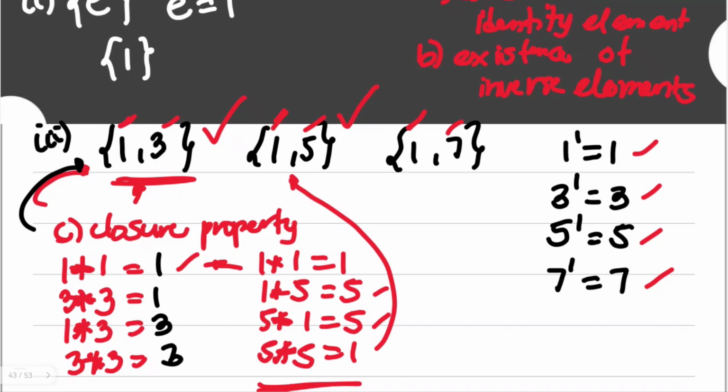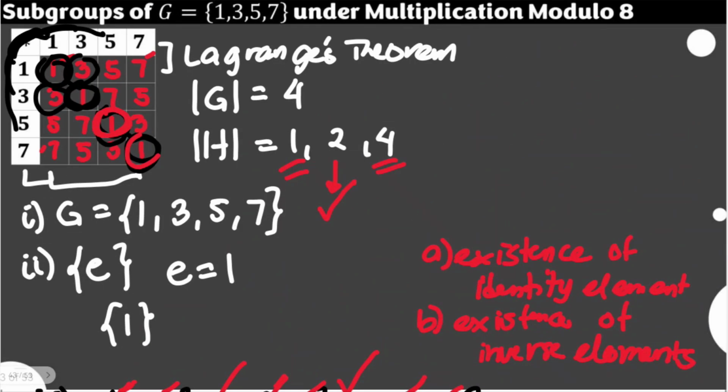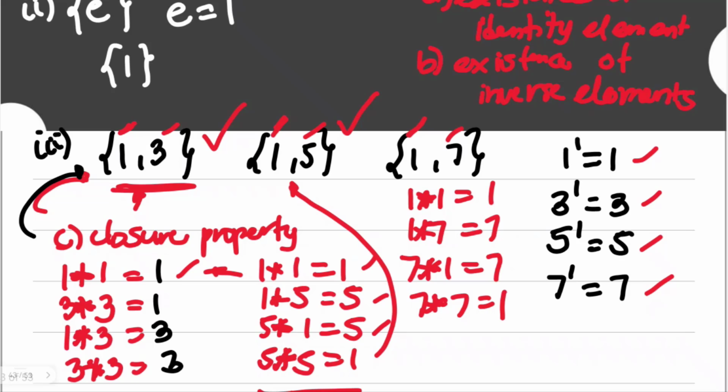How about 1 and 7? So 1 star 1, as mentioned, is still 1 based on this. 1 star 7 is 7 because 1 is identity. 7 star 1 is also 7 because 1 is identity. How about 7 star 7? We know that it's actually 1 because they are inverse of the other. So we can see that 1 and 7 are also part here. So we actually have three subgroups of order 2, unlike the previous video where we only have one subgroup of order 2. So all of them are accepted.